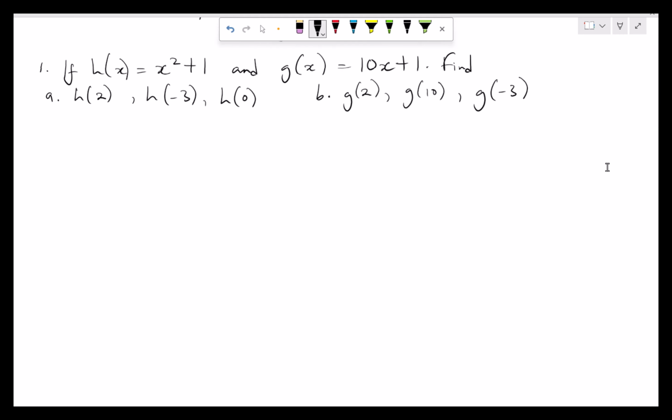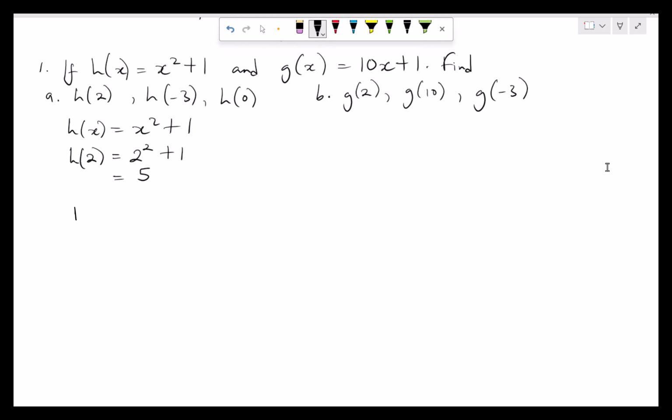Part A, we have the function h of x is equal to x squared plus 1. And then we're told that our x value is going to be 2. So what this means is whenever you see anywhere in the expression where there is x, you substitute that x value for 2. So this is what we're going to do. 2 squared plus 1. And that is 4 plus 1, which is equal to 5.